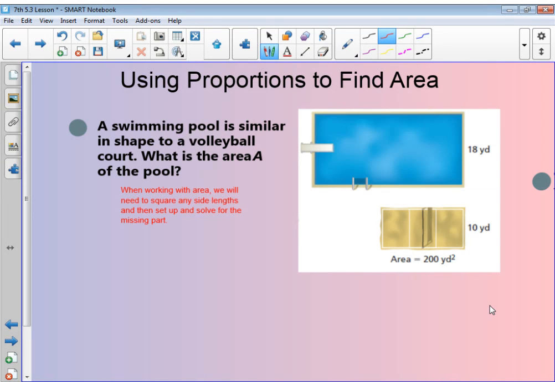Here we have a ratio of the volleyball court at 10 yards on one side and the swimming pool at 18 yards. I'm going to choose to reduce that down. If you wanted to work with these in their larger format, you will still get the same answer. If I reduce this, 2 goes into each of these two numbers, so this becomes 5/9. Now I have to remember, because I'm working with area, I need to square this ratio, which gives me 25 over 81.